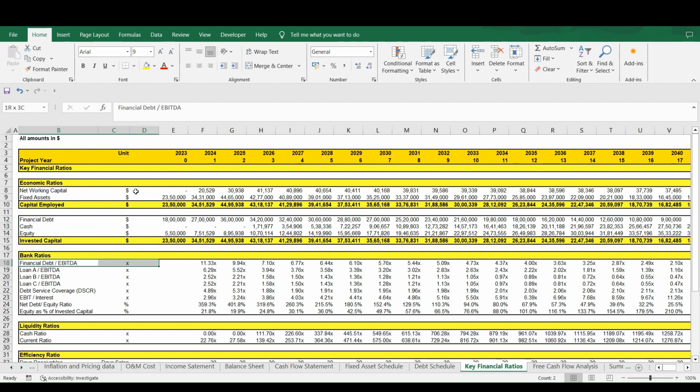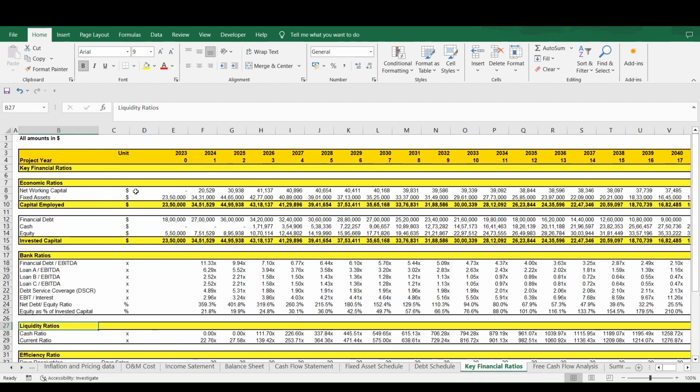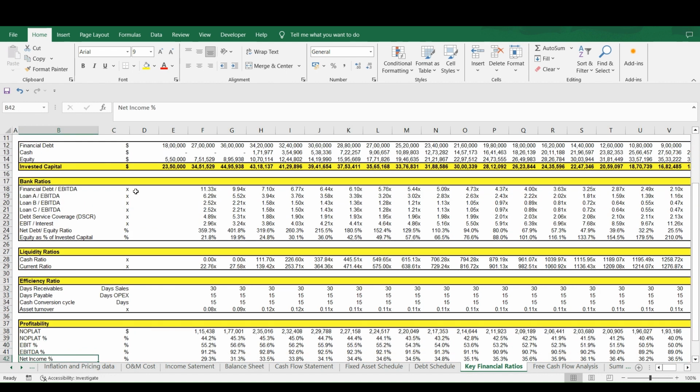Then we have bank ratios that are crucial to take any loan or anything from the bank, such as financial debt to EBITDA, loan A to EBITDA, B to EBITDA, C, our debt service coverage ratio, EBIT by interest ratio, the net debt by equity ratio, equity as a percentage of invested capital. So next we have the liquidity ratios, such as cash ratio, the current ratio, so how liquid we are.